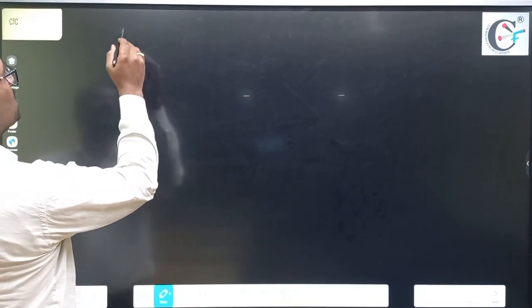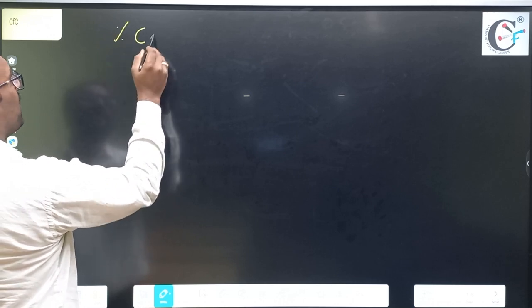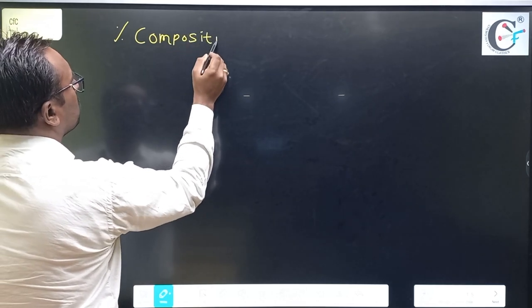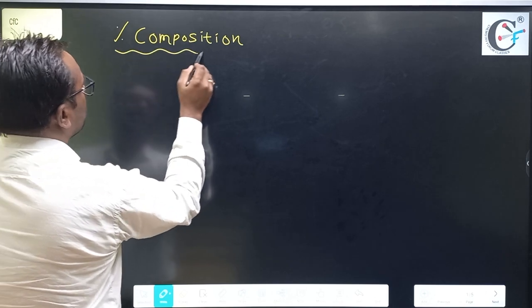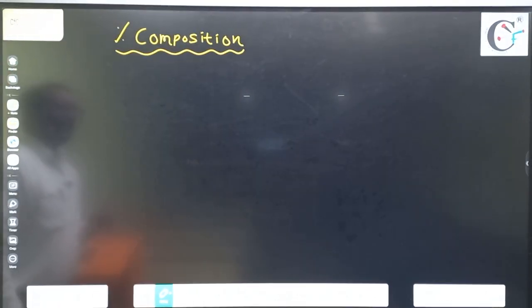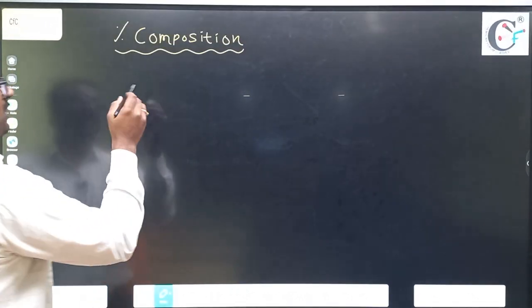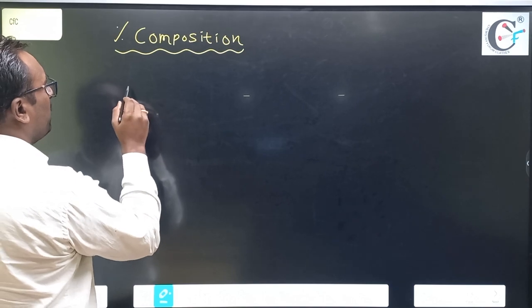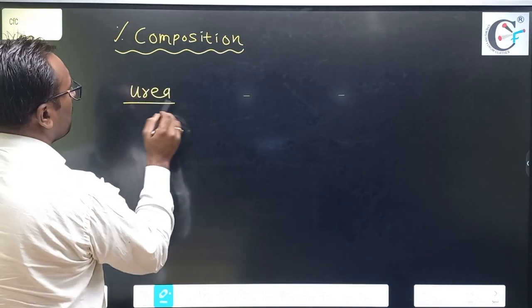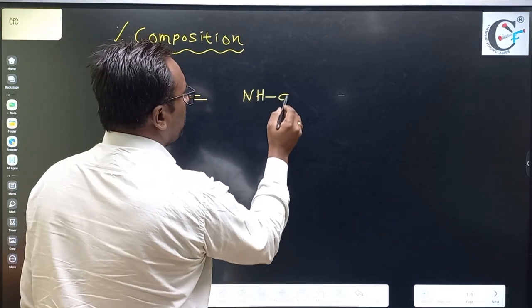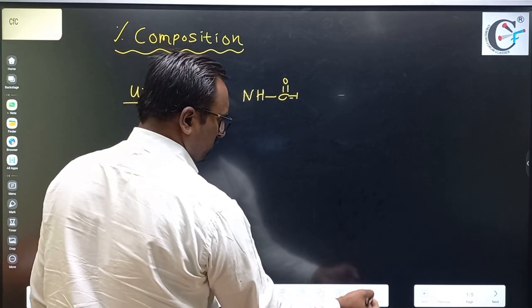So today we will start the first application of mole concept, that is determination of percent composition of compound. So what is this percent composition? Suppose I have urea compound. We know the formula of urea, it is carbamide, NH2, C double bond O, NH2.